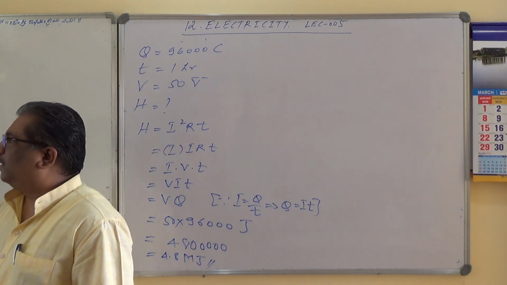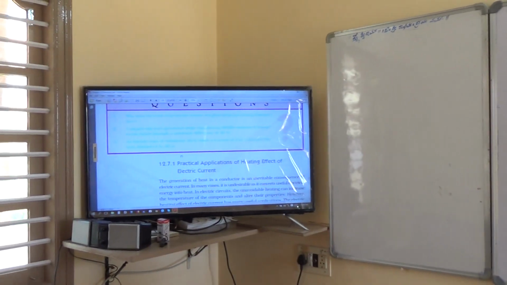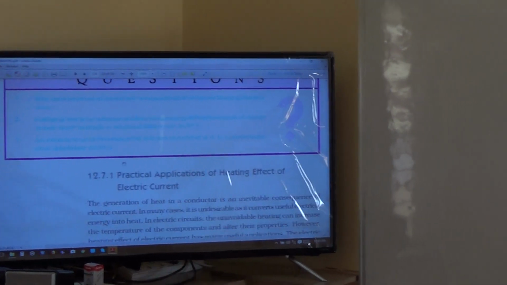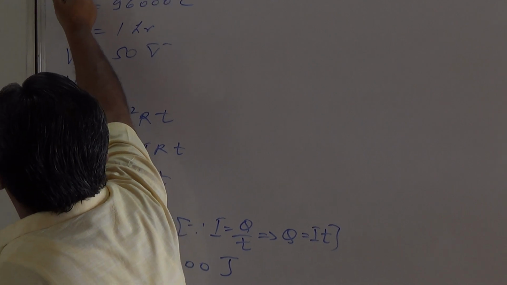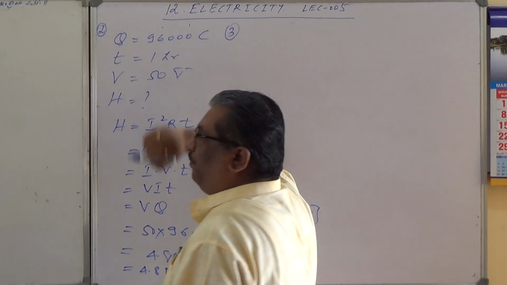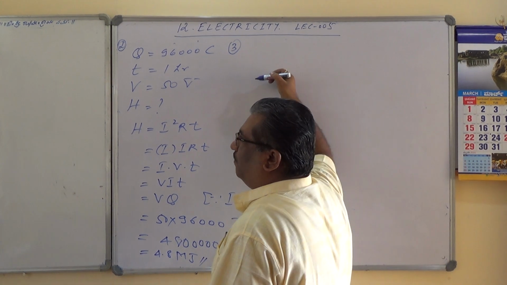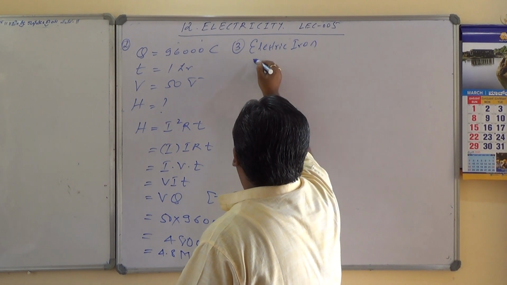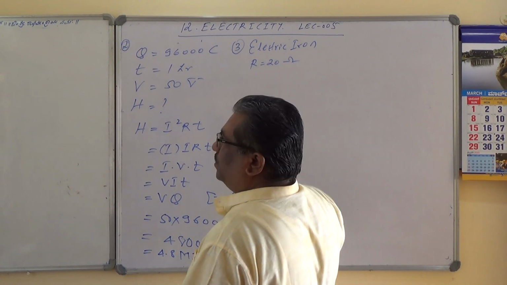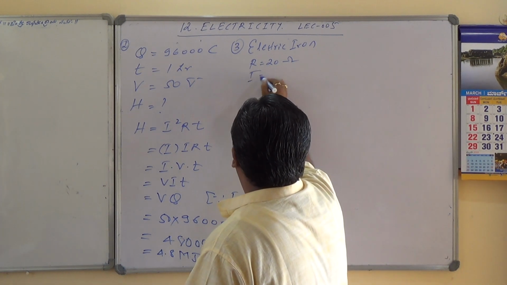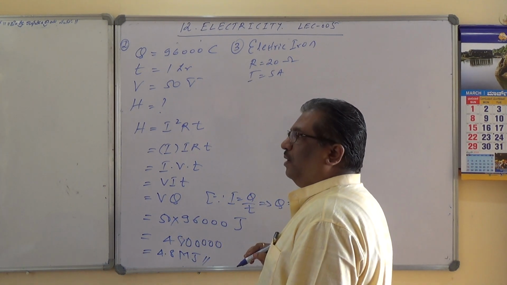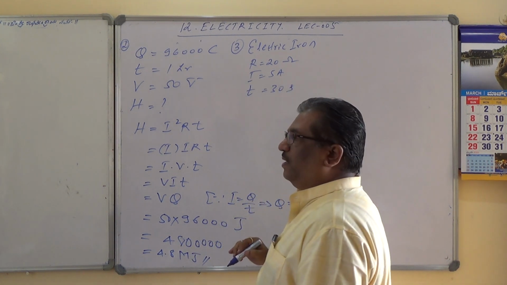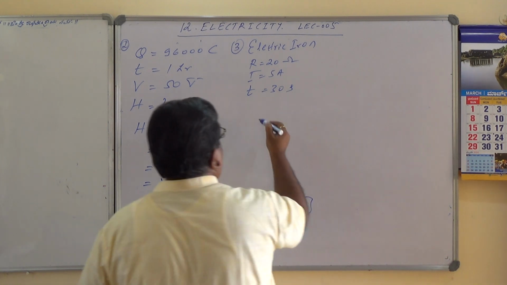An electric iron of resistance 20 ohm takes a current of 5 amps. Calculate the heat developed in 30 seconds. We'll solve this problem. You'll get such numericals. Third one. An electric iron of resistance 20 ohms. So it is electric iron. R equals 20 ohms. Takes a current of 5 amps in 30 seconds. Time is given 30 seconds. What is it that we have to find out here? Calculate the heat developed in 30 seconds.